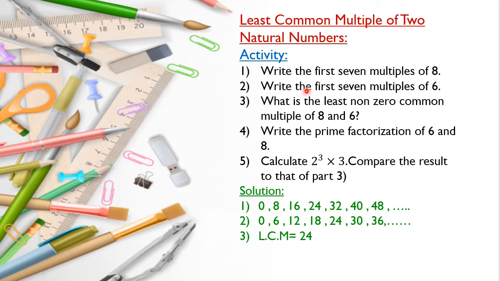Part 2, write the first 7 multiples of 6. The same method. The multiples of 6 are, first we start with 0, which is 6 times 0, 6 times 1, which is 6, 6 times 2, 12, 6 times 3, 18, 6 times 4, 24, 6 times 5, 30, and finally 6 times 6, 36. Here are the first 7 multiples of 6.